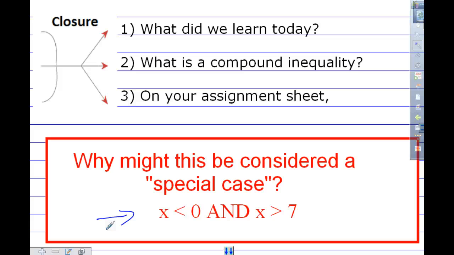Because x can be less than 0 and... Yeah, you're right. It can't be less than 0 and... Yeah, is there any number that can be less than 0 and bigger than 7? There's no solution here. That's what we mean by a special case. So you notice how the way to understand this was about thinking in real life. Can a number be less than 0 and be bigger than 7? Oh. Okay, so not really a math thing, you just have to talk it out and it makes sense.